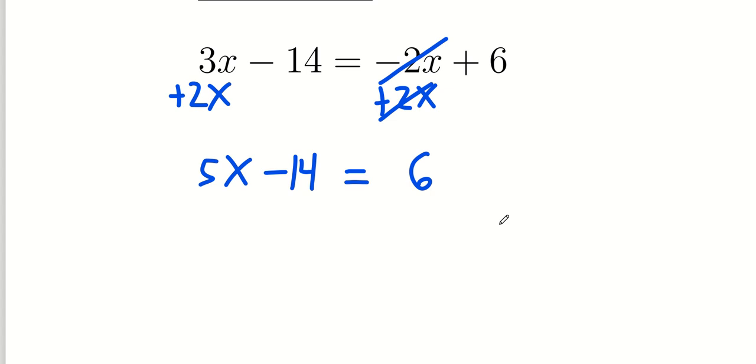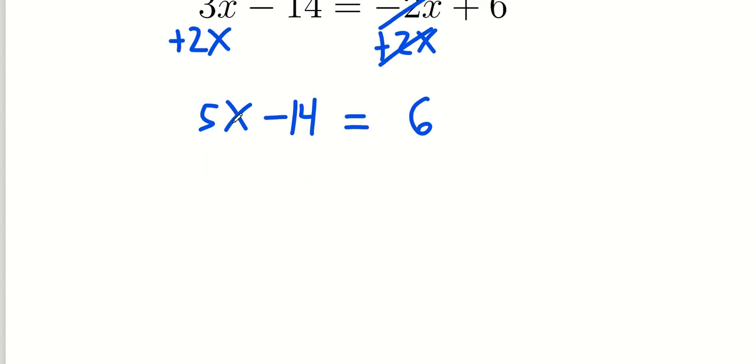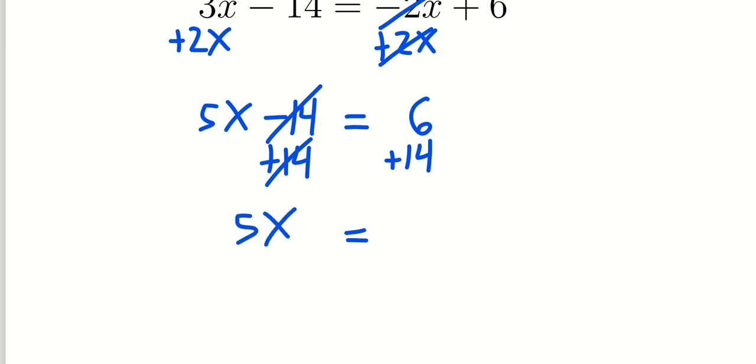So this is what our equation looks like right now. Notice we've successfully moved the x terms all to the left-hand side of the equals. So this is where our attention and focus goes. In order to isolate and get the x by itself, we now want to remove this non-x term, which is the negative 14. The opposite of subtracting 14 would be to add 14 to both sides. Equal sign comes straight down. The negative 14 and the positive 14 cancel. So we get 5x equals 6 plus 14, which is 20.